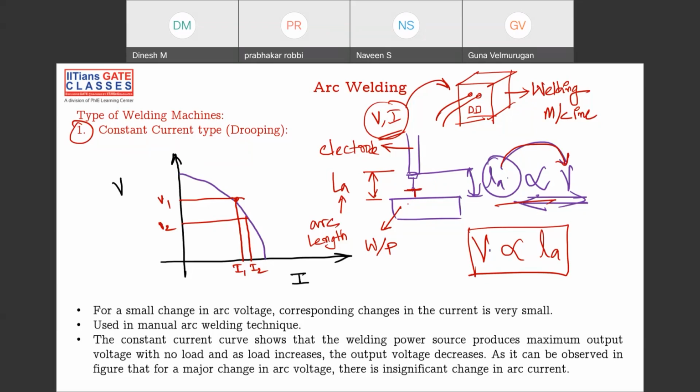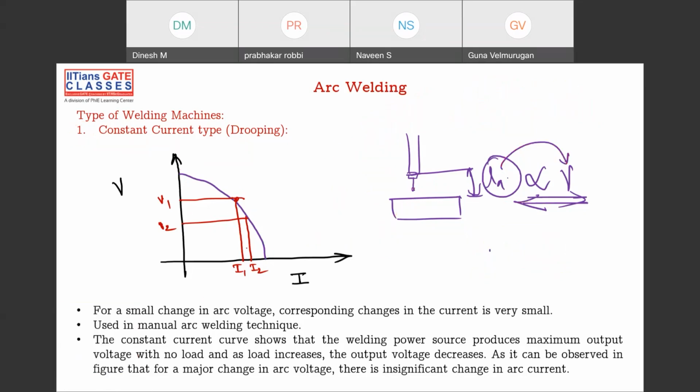Now if you see the constant current type, the curve is drooping, falling like this. If you see a small current change, it's almost equal to zero. That means I1 is almost equal to I2, constant current. You can see a significant amount of change in the voltage, right? So the first point: for a small change in arc voltage, there is a very small change in current.